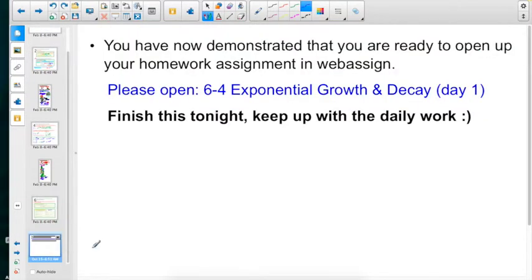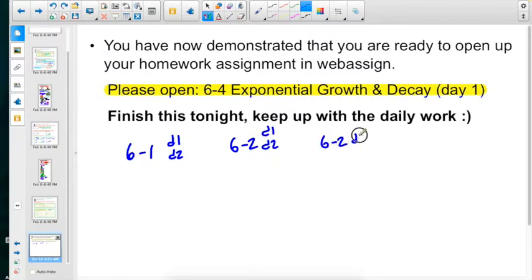And then we have our last homework assignment here of the unit. So this is the last assignment. So we have our proficiency checks for this unit of 6-1, and that's a day 1, day 2 thing. And then we have 2 proficiency checks for 6-2. We have a day 1, day 2, and we have a 6-2, day 3.